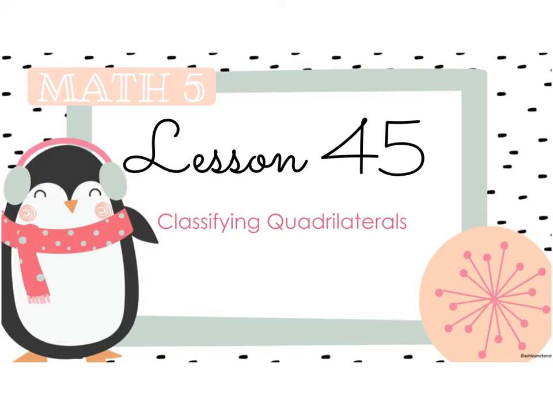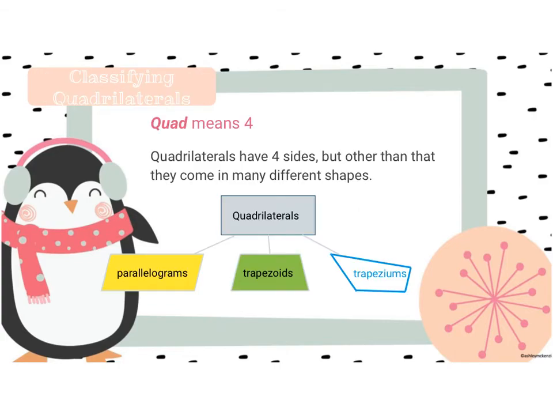Four sides. Good. What does quad, that's a prefix. Quad means how many? Four. Right. Okay, so quad means four. Quadrilaterals all have four sides. They don't really have to be any certain way until you start classifying them as something. Other than that, they come from many different shapes.